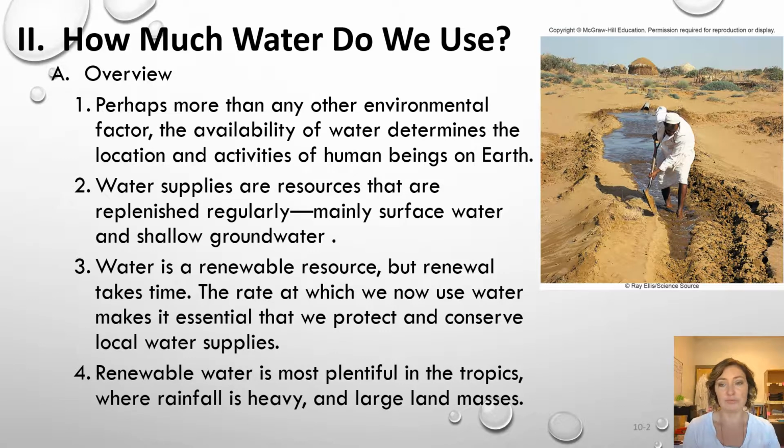Just getting beef from birth to the dinner table is going to take a lot of water, and we're going to talk about that later on. Whereas if you look at a developing country, they tend to use much less water than we do. They're using about 50 square meters per person per year. So our domestic water use is incredibly high compared to developing countries. Something else to keep in mind is that renewable water is most plentiful in the tropics, but they also have very heavy rainfall and very large land masses that contribute to that as well.